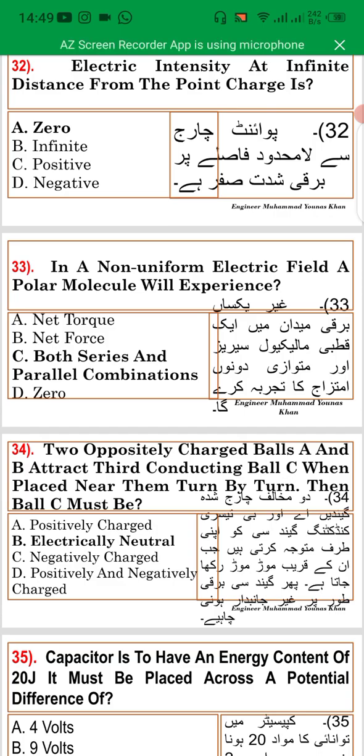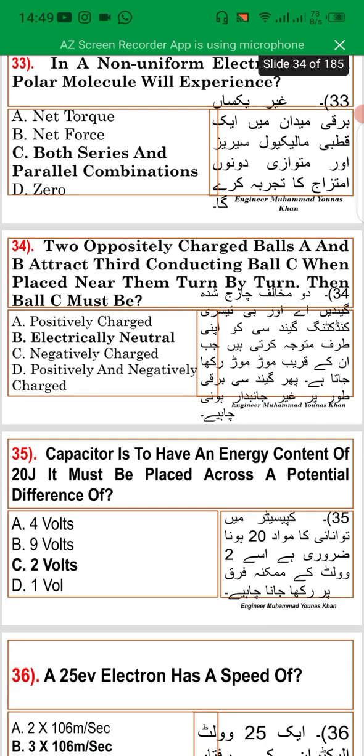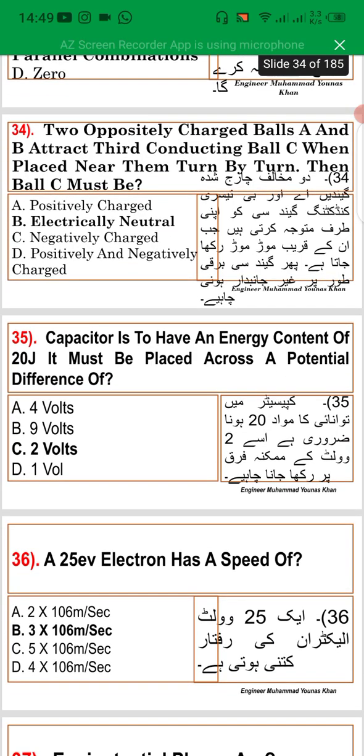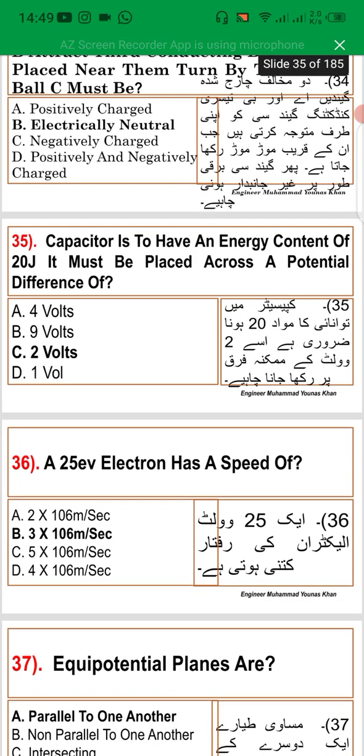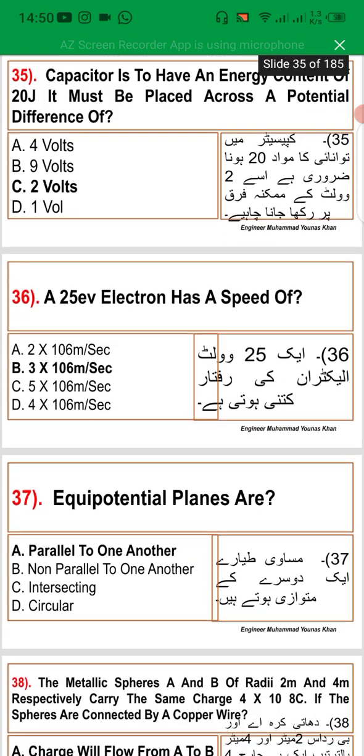In a non-uniform electric field, a polar molecule will experience both force and torque. Two oppositely charged balls A and B attract a third conducting ball C when placed near them turn by turn. Then ball C must be electrically neutral. A capacitor is to have an energy content of 20 joule. It must be placed across a potential difference of 2 volts.